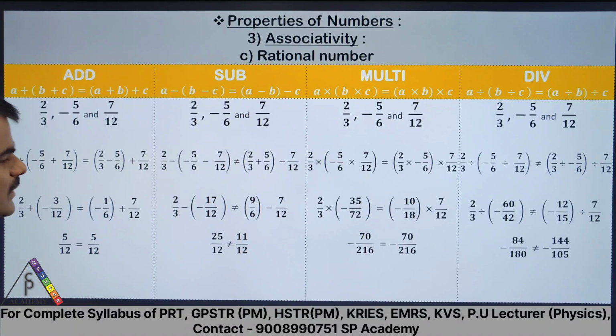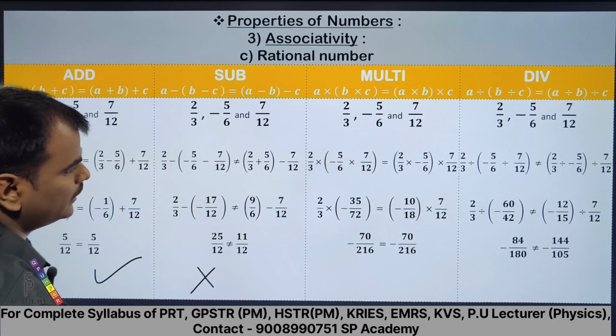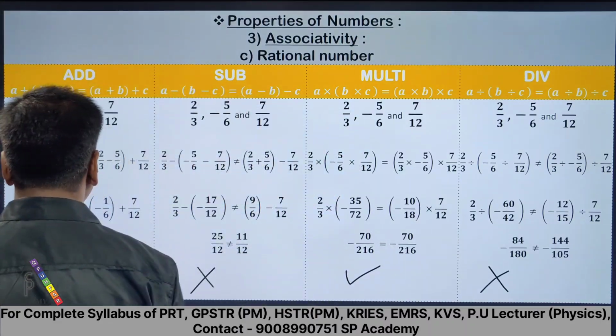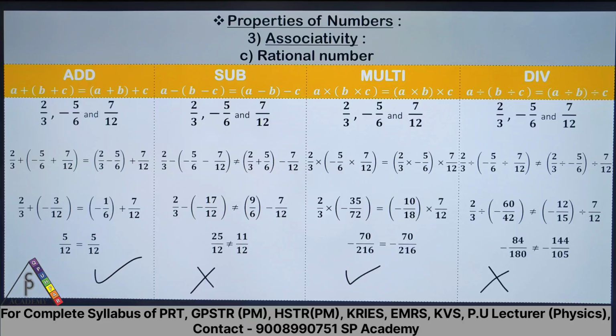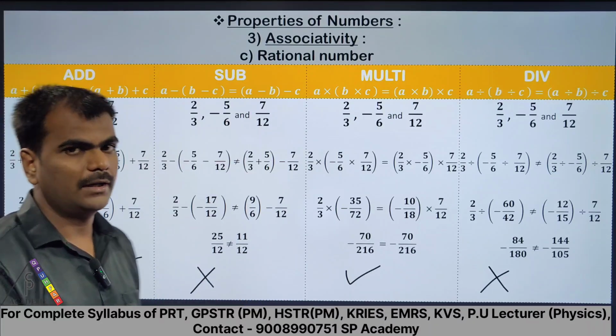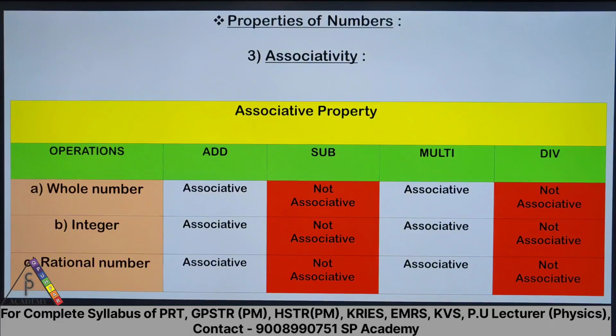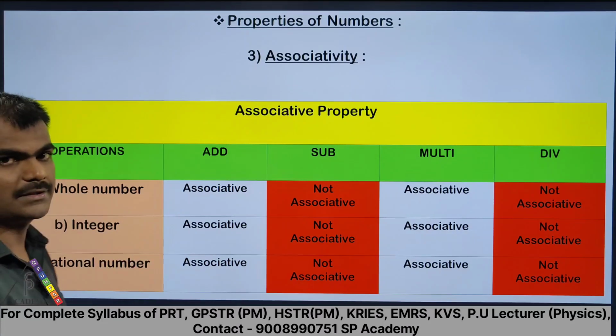Next, we'll see the rational numbers. When you see the rational numbers, for associative property, addition is valid, subtraction is not valid, and here also this is valid and this is not valid. I have taken 3 rational numbers for all the operations, and this is the answer. Only addition and multiplication are valid under associative property for rational numbers. Therefore, together we covered the associative property for whole numbers, integers and rational numbers.